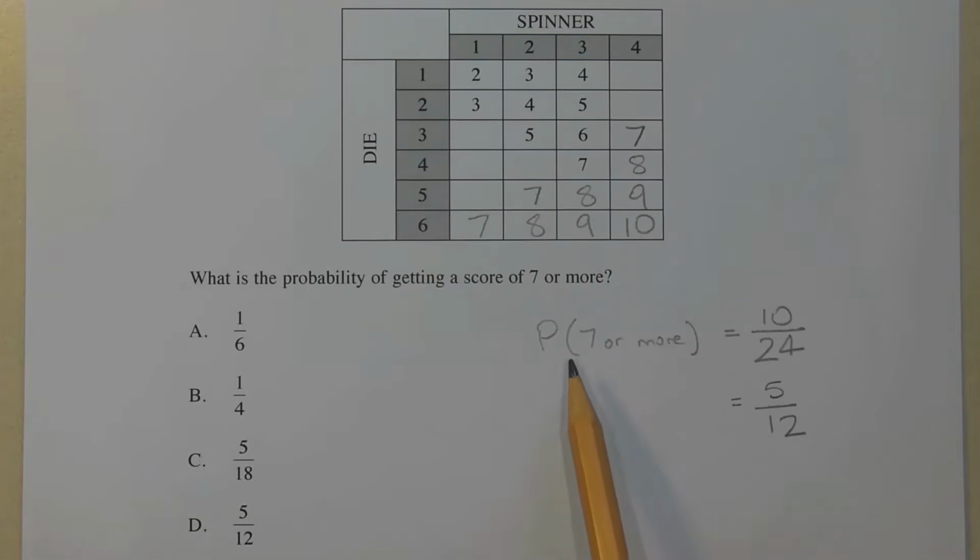So the probability of scoring 7 or more is equal to 10, which are our favoured outcomes, over 24, which are the total number of outcomes. And 10 over 24 simplifies to 5 over 12. Therefore, the correct answer is option D.